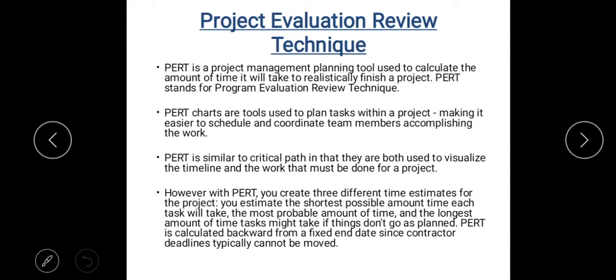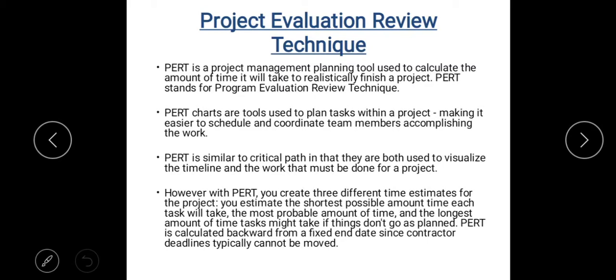Hello students, in my previous video, I explained in detail about the critical path method by taking an example, and in today's video I am going to explain about PERT, Project Evaluation Review Technique. It is a project management planning tool which is used to calculate the amount of time it will take to realistically finish a project.